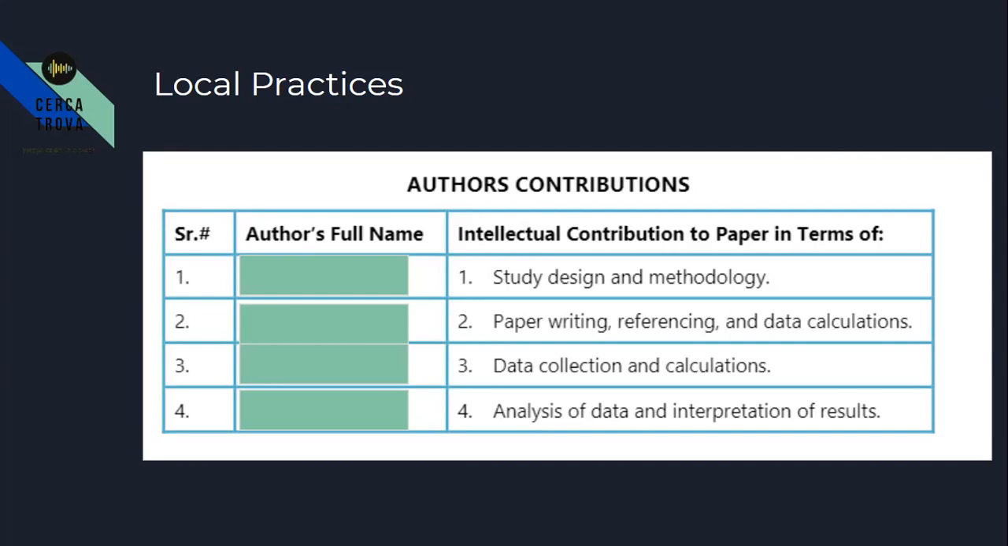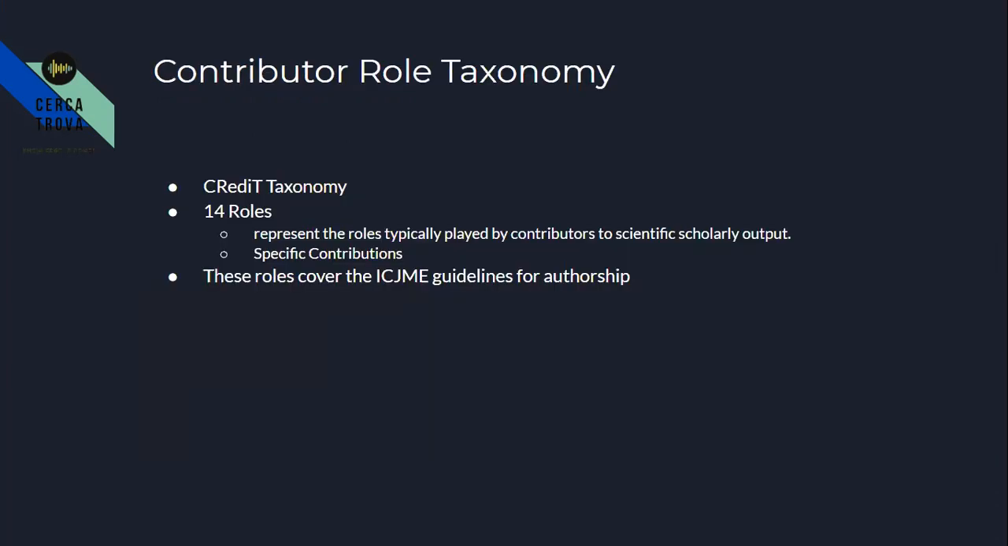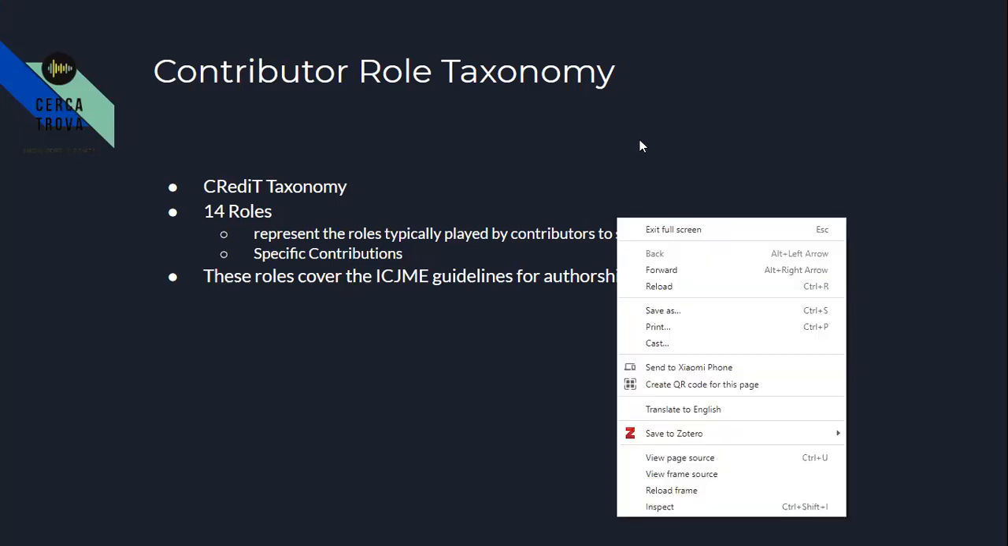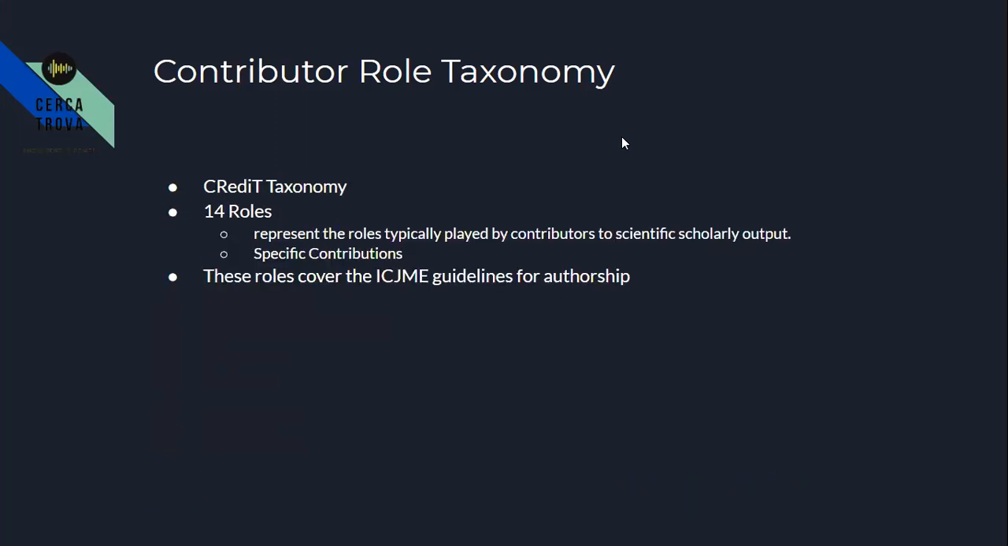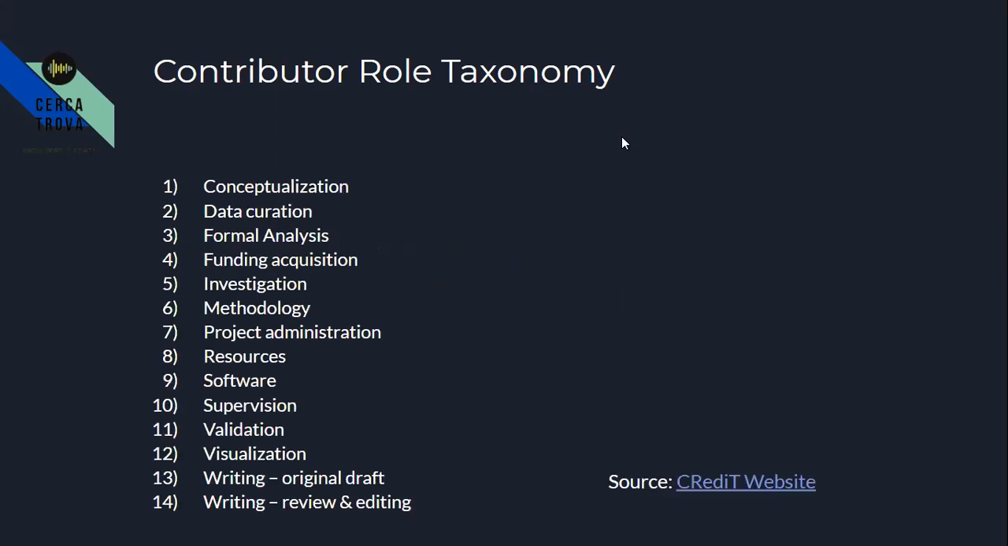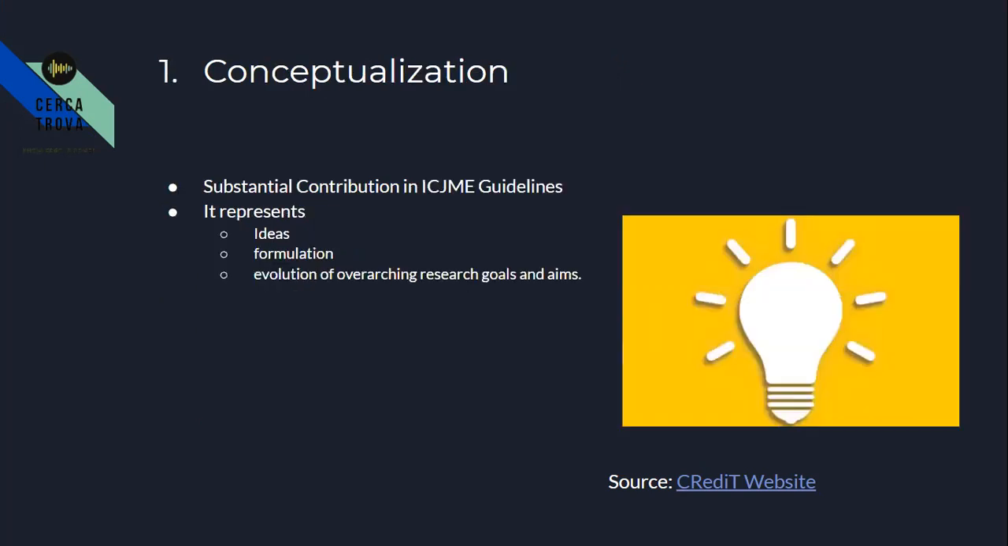The contributor role taxonomy, or CRediT taxonomy, has categorized authorship into 14 different roles, and these roles cover the ICMJE guidelines for authorship. These roles include conceptualization, data curation, formal analysis, funding acquisition, investigation, methodology, etc. I'll be elaborating them one by one, and if you want to know more about CRediT taxonomy, please watch this video till the end. Now coming to conceptualization.